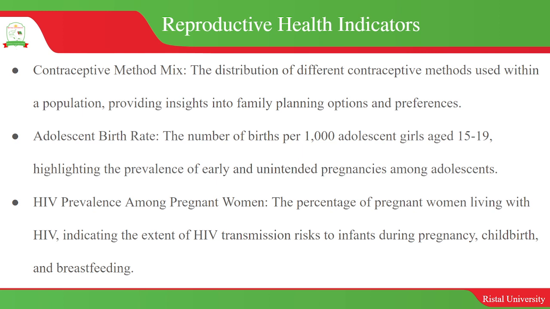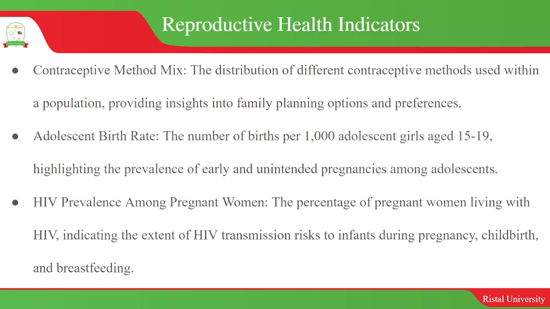Okay? And then you have what you call adolescent birth rates. Okay, the number of births per 1,000 adolescent girls aged 15 to 19. Okay? When you have a high number, this illustrates that people are getting pregnant at a young age. So these are most likely unintended pregnancies. And that poses a very great problem.